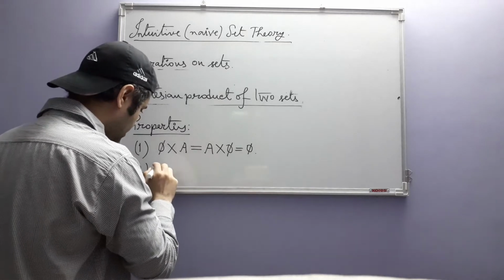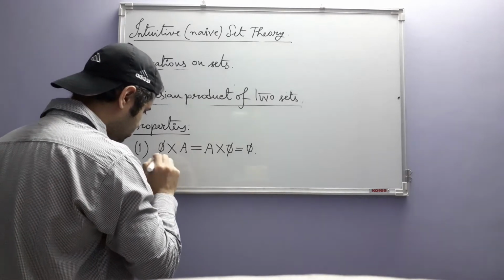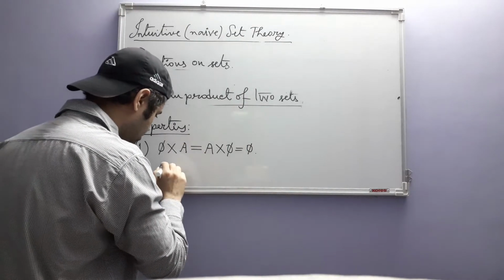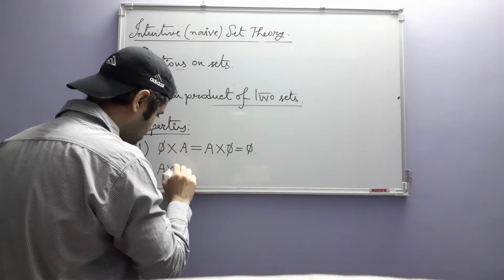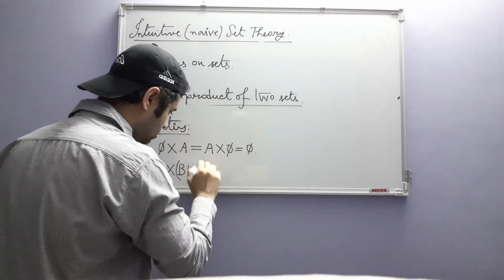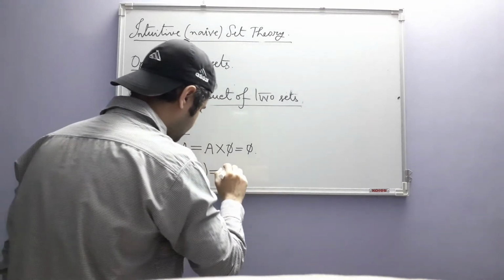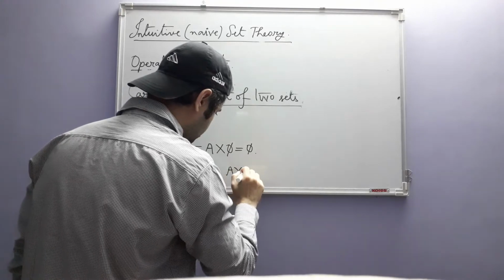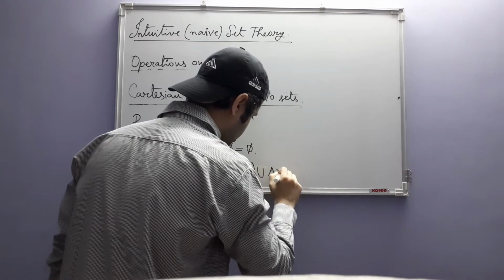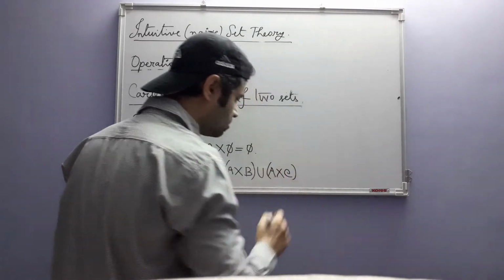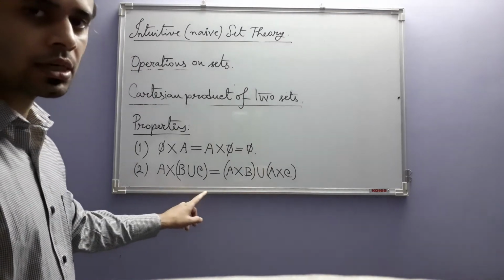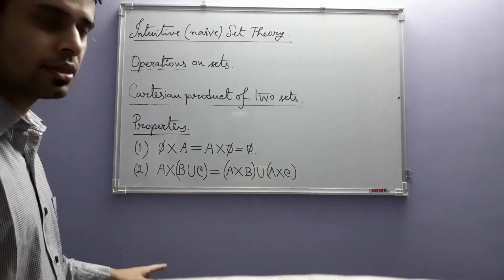And the second one says that if we have three sets A, B and C, then A Cartesian product B union C equals A Cartesian product B union A Cartesian product C. So it's like a distributive law, except now instead of union and intersection, we have union and Cartesian product.